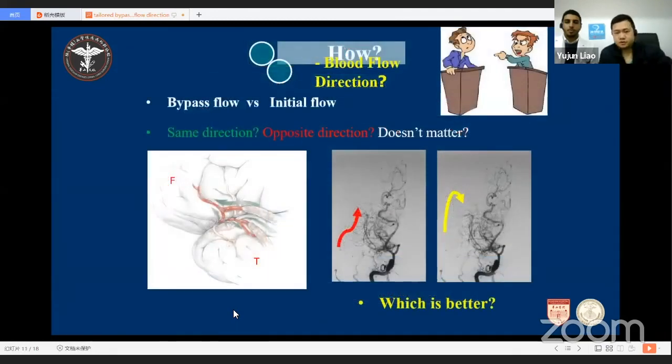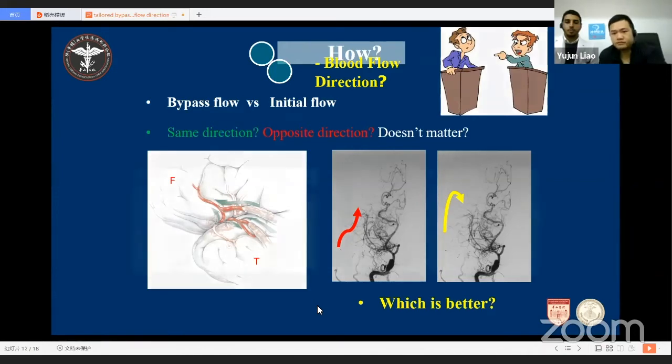Now we know where to bypass, and the second question is how to bypass, how to select the direction of the bypass. This is a picture by Professor Bankochi from Germany, and he already talked about the blood flow direction, and it's common sense according to basic physics knowledge. We should make the bypass flow and initial flow in the same direction. That will be better. But is it really true in the real world?